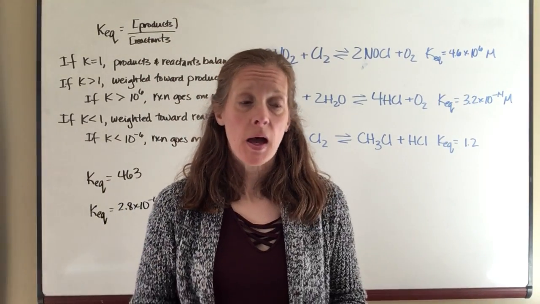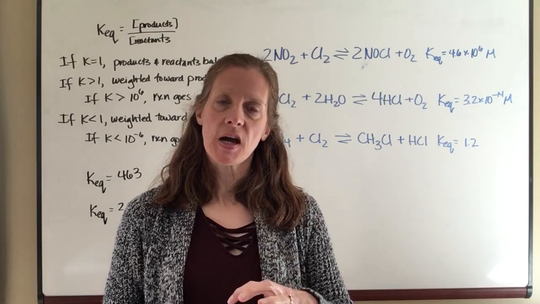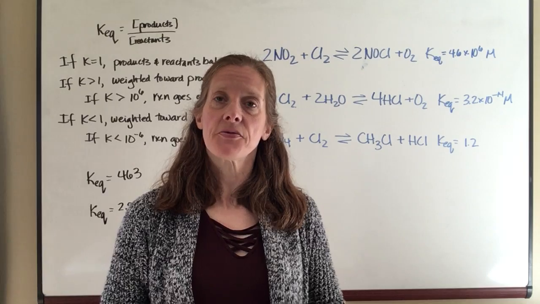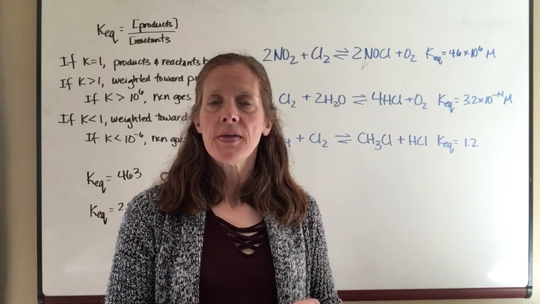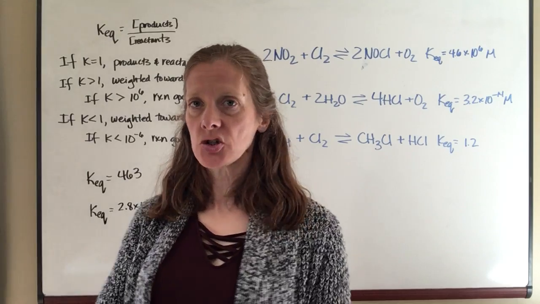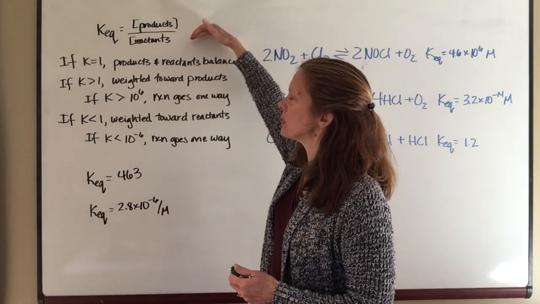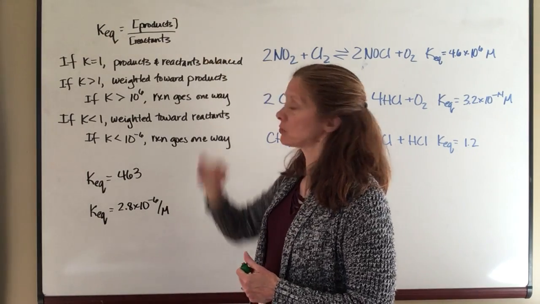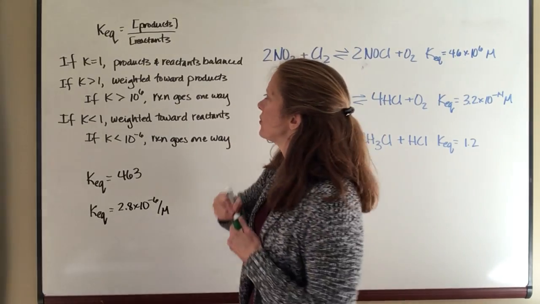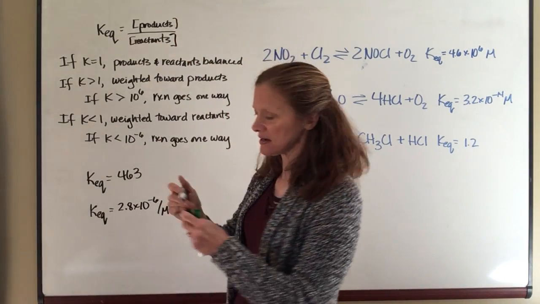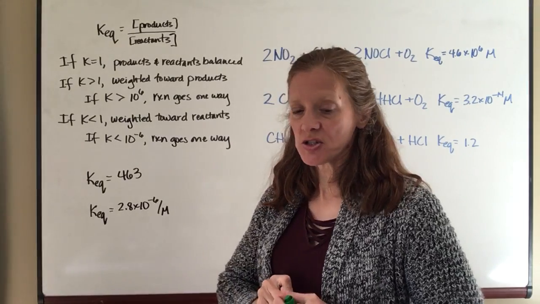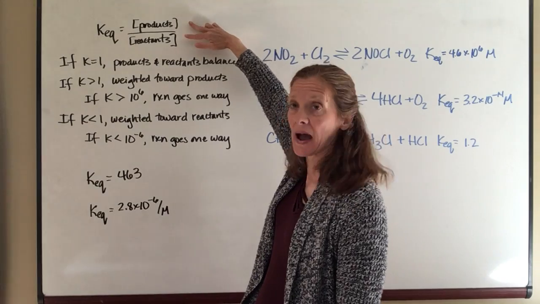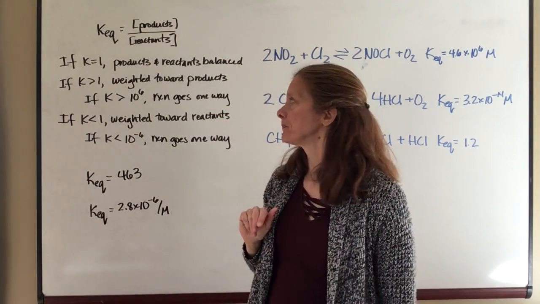Well, I told you the last time that we would talk more this time about what that equilibrium constant actually means. And it's the size of the value that is going to tell you a lot about the reaction. You want to keep in mind that the equilibrium constant is a ratio between the concentration of the products and the concentration of the reactants. And so therefore, if your equilibrium constant is exactly equal to 1, that means your products and your reactants are going to be balanced between each other.